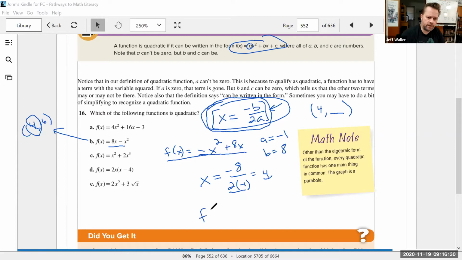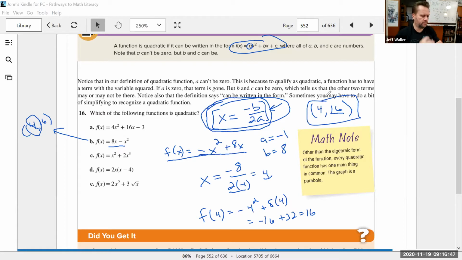So now I can do f of 4. Let me plug 4 in for x. Negative 4 squared plus 8 times 4. Negative 16 plus 32 is 16, and that matches up exactly with the vertex we got on Desmos. Is that cool?